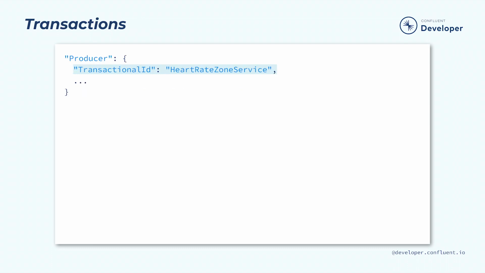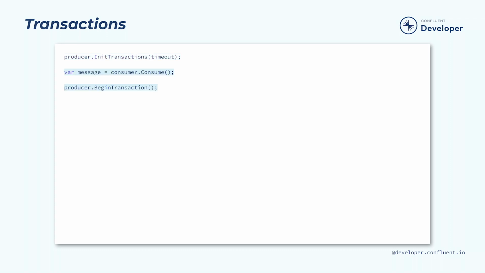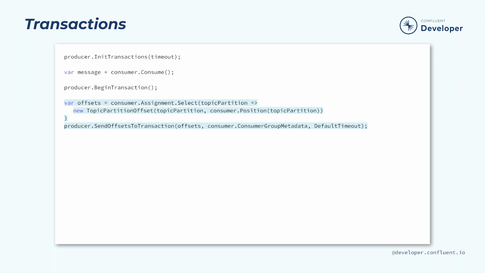If we are consuming data from Kafka and producing new records to Kafka with no other external storage, then we can rely on Kafka transactions. This requires us to identify the instance of our application with a transaction ID. We also need to initialize our producer with a timeout for the transactions in case they fail. When consuming a message, we start a transaction by calling begin transaction on the producer. We also pass the current offsets to the transaction so that it can manage them for us.